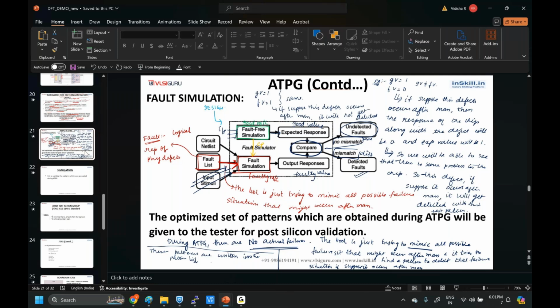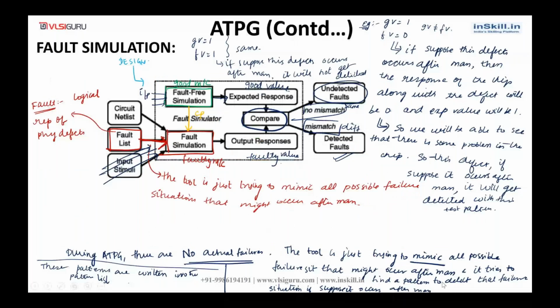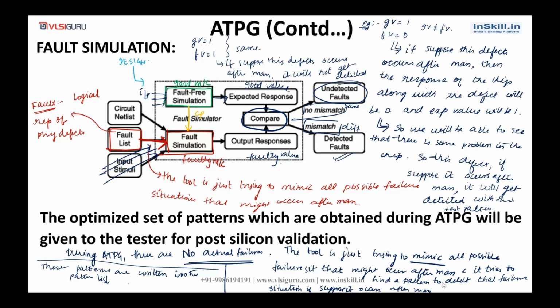And what happens during fault simulation? The tool tries to mimic all possible failure situations that might occur after manufacturing, and then it tries to find a pattern that will be able to detect that failure situation if it occurs after manufacturing. This pattern it adds into the pattern list. This is how the tool generates a pattern list capable of detecting most of the manufacturing defects.